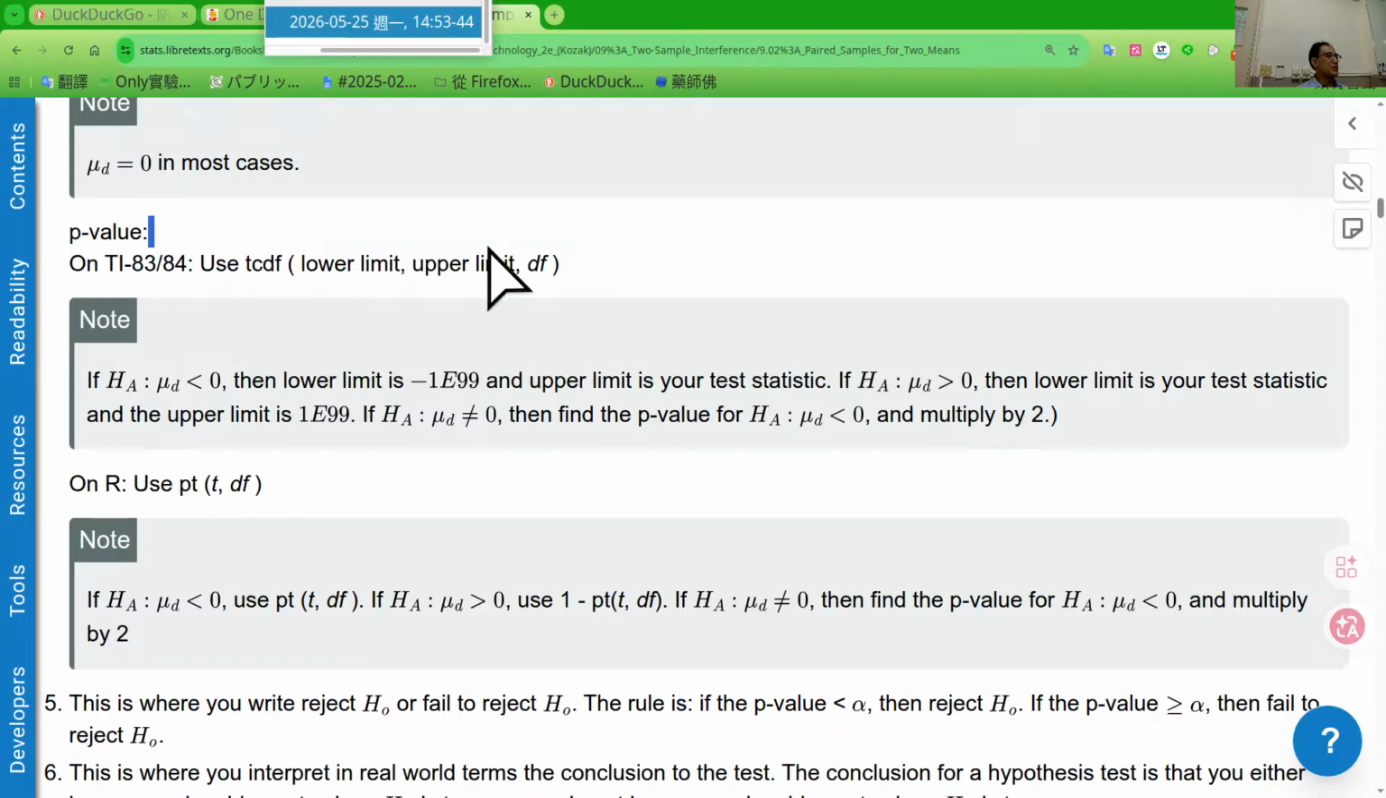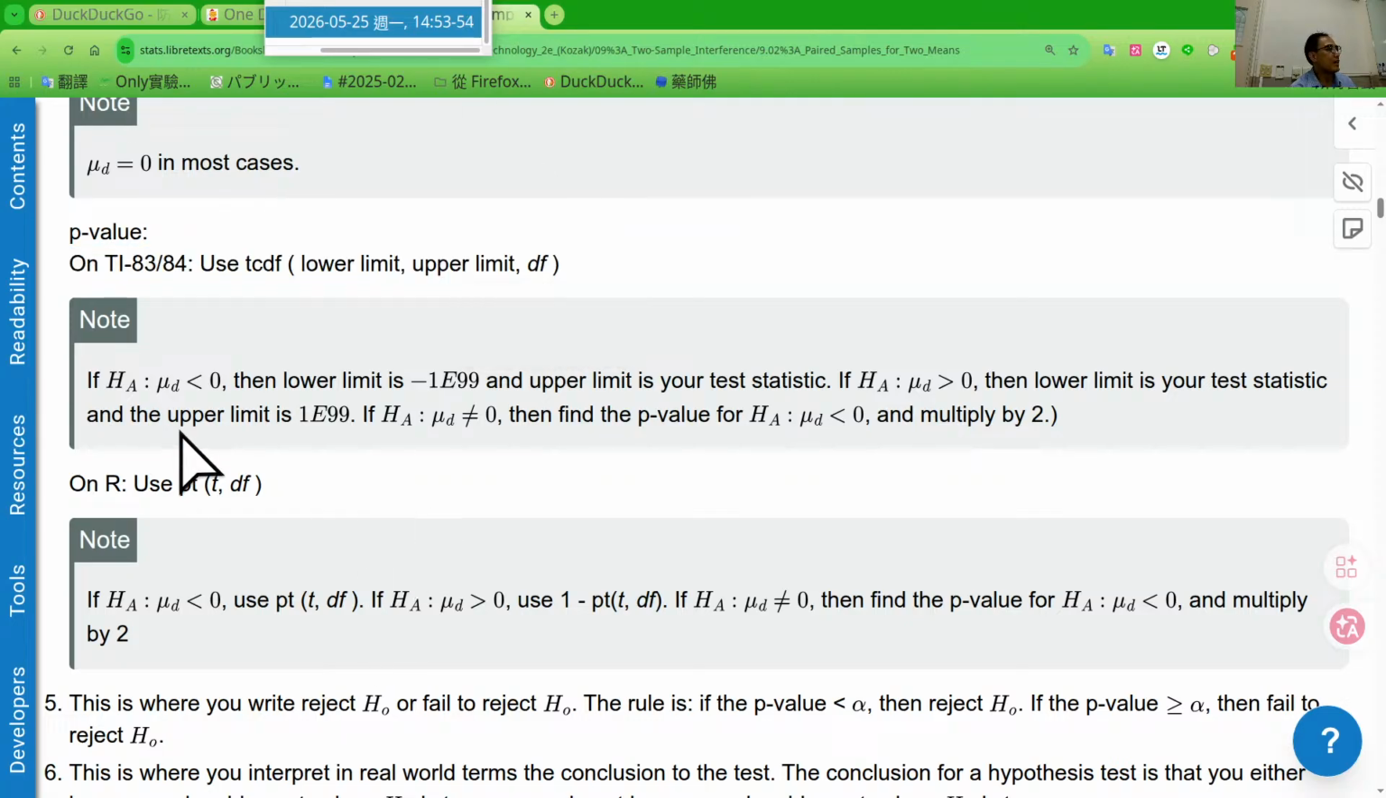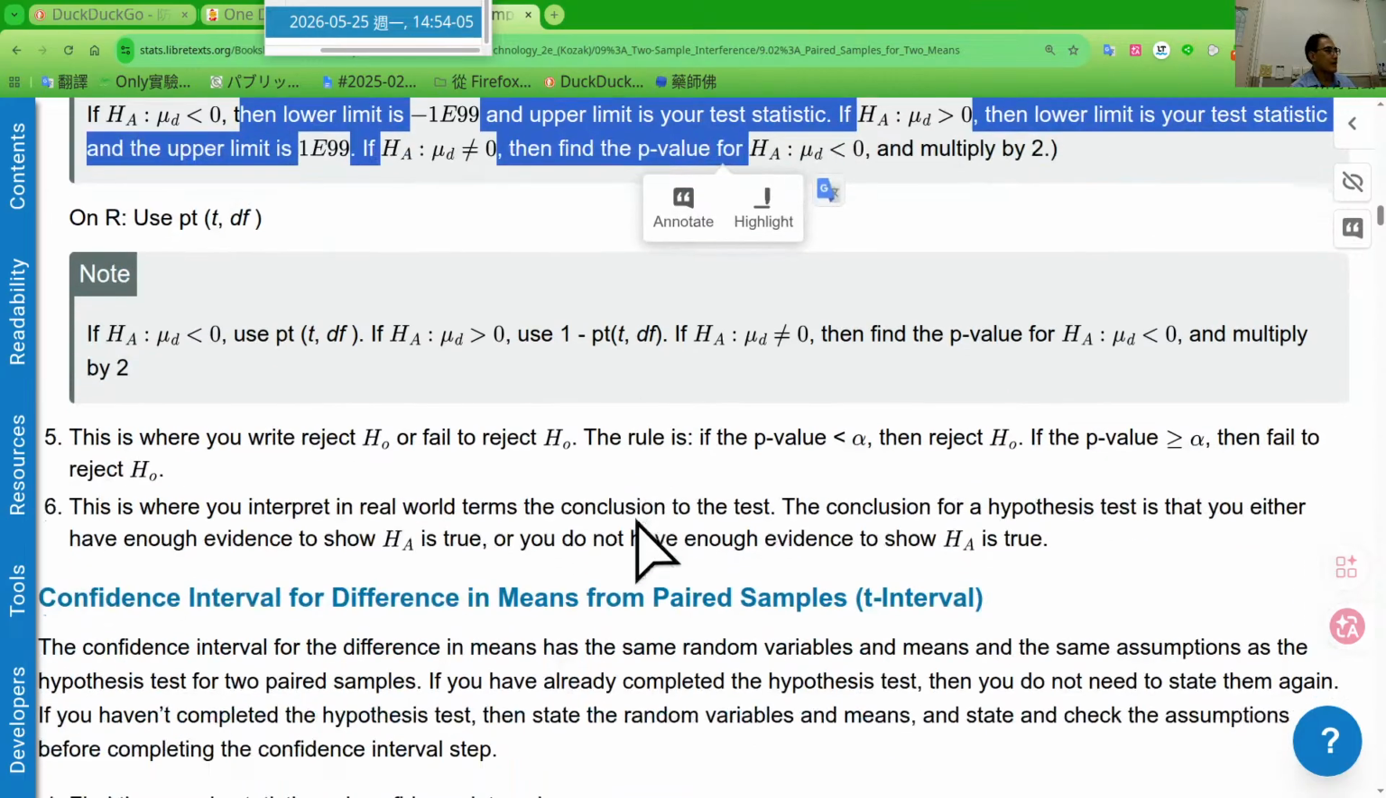P-value, you can use this. Sure, the P-value for us is not easy to calculate by the calculator, but later I will give you the website, then you can calculate. Note, if the alternative hypothesis mu-D is smaller than 0, then the lower limit is here and the upper limit is here.